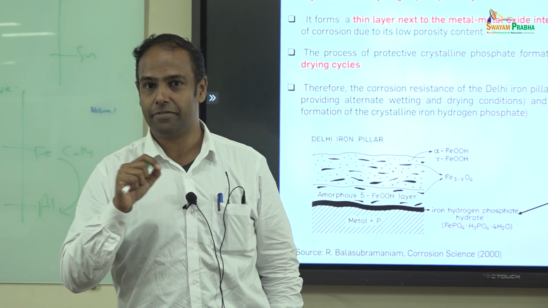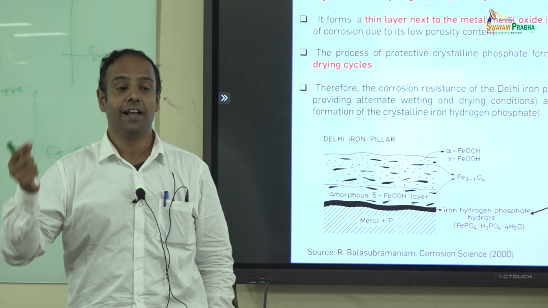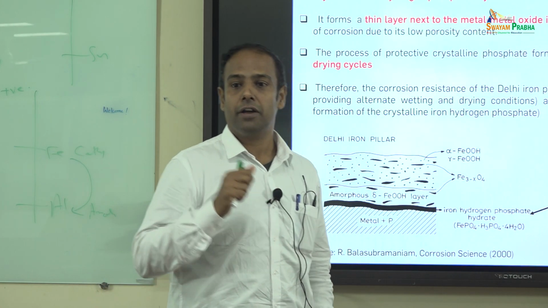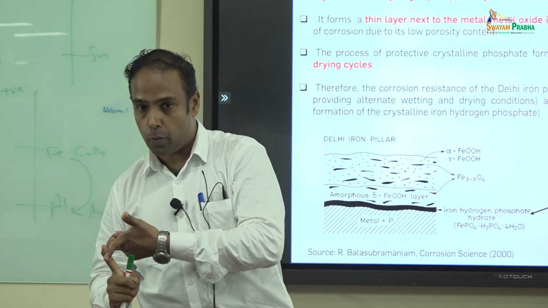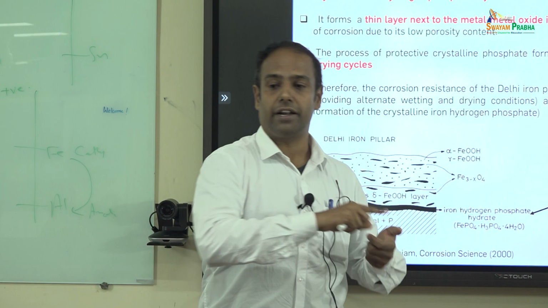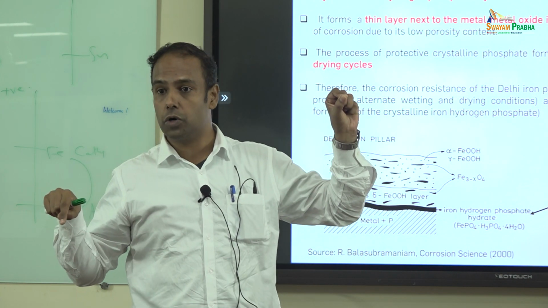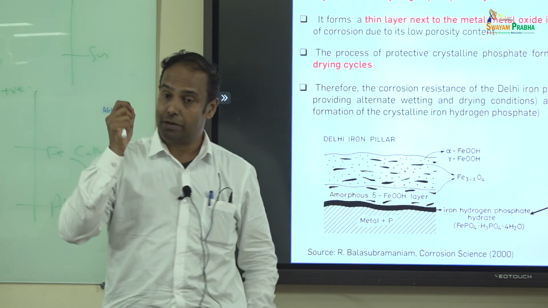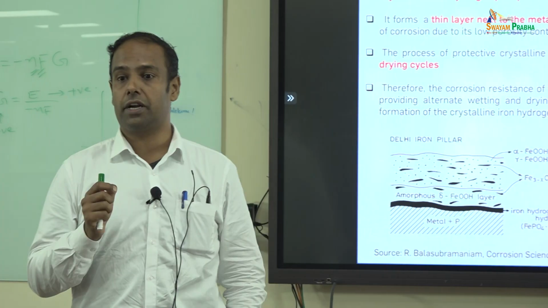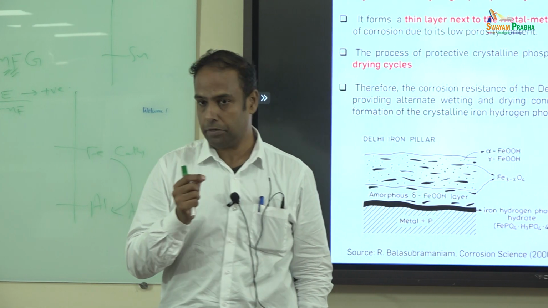Why do I say rust never sleeps? Because it keeps changing from one form to the other, and that depends on whether it is in complete dry condition, or complete wet, or a cyclic dry and wet condition. So based on the path it goes, the rust chemistry keeps on changing. Therefore, it becomes much more challenging to understand even the simple corrosion aspect of iron.